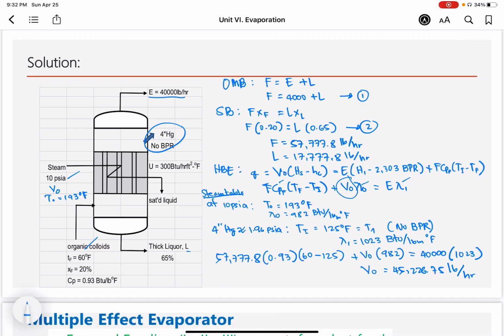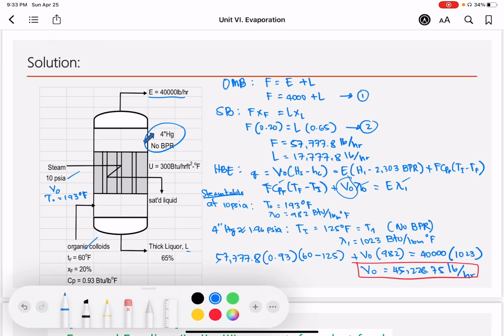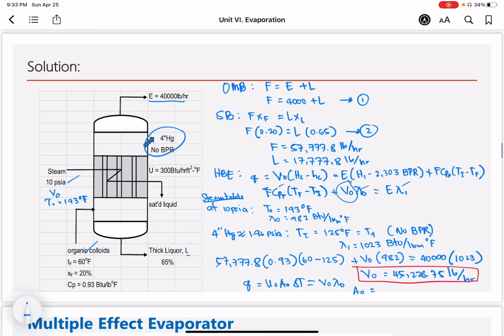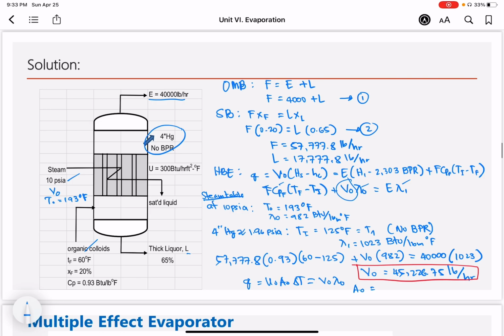And then you have here, so you know already that this is your V sub O, which is our steam consumption. Now we could utilize the equation Q is equal to UO AO delta T. It's basically equivalent to VO lambda O to get your area. And your area here, or AO, basically is equivalent to VO lambda O divided by UO delta T.